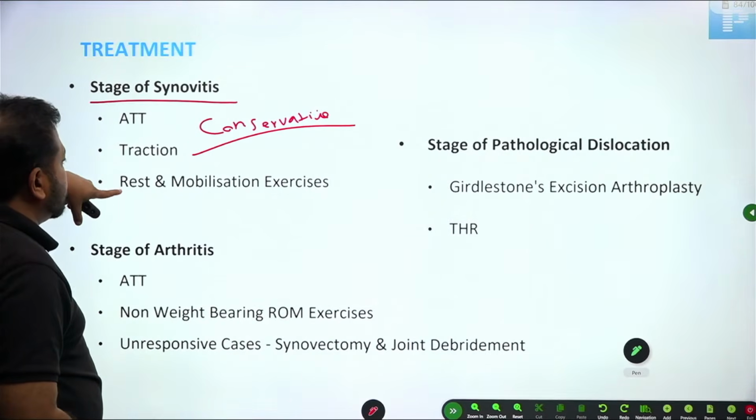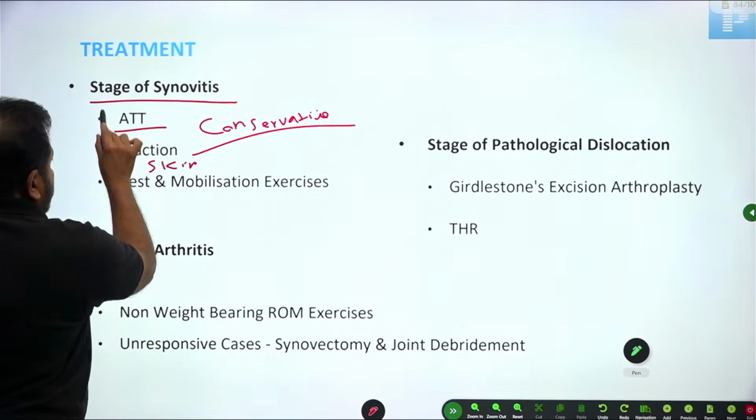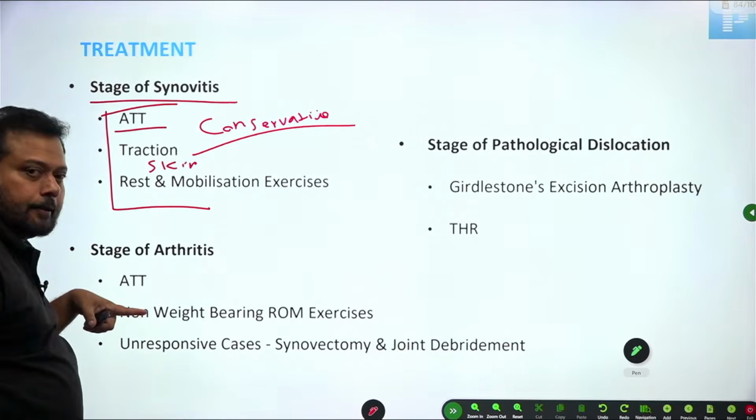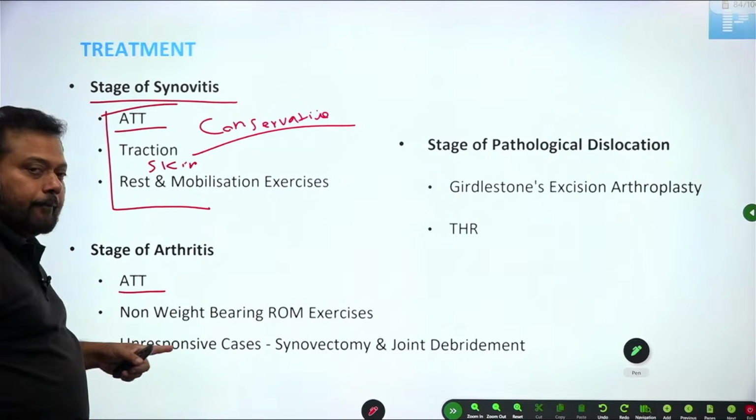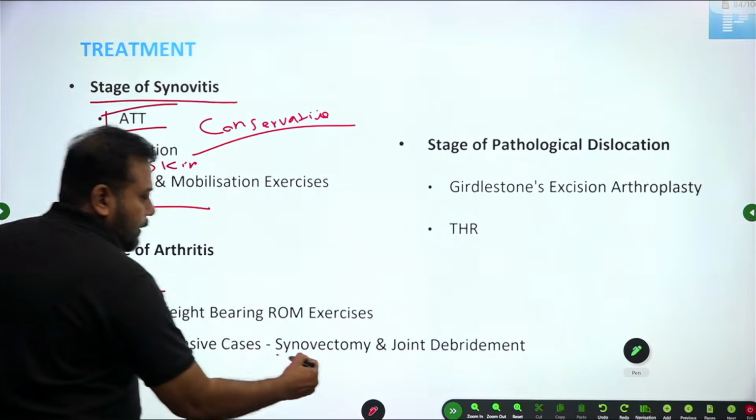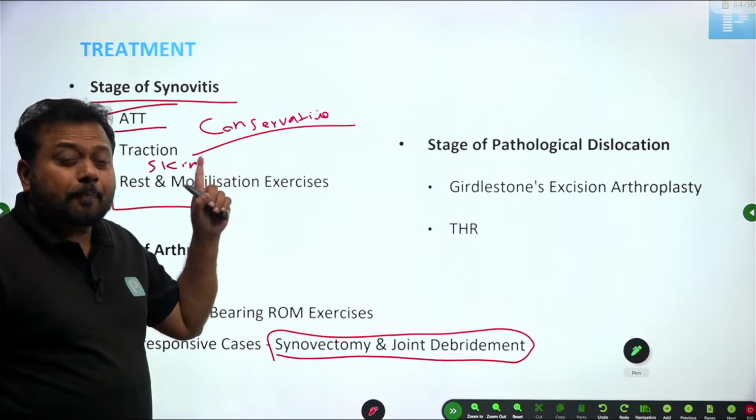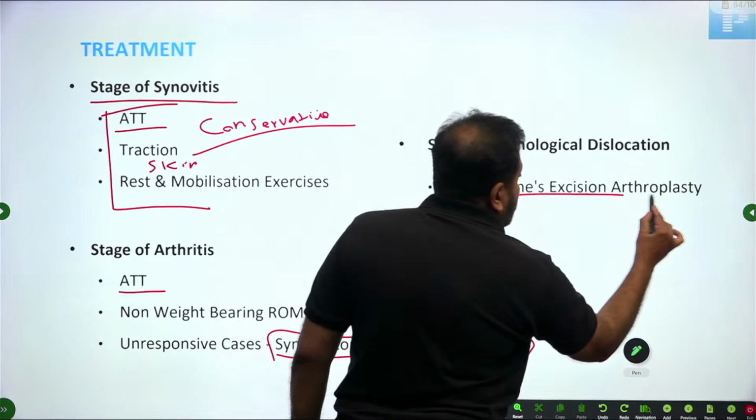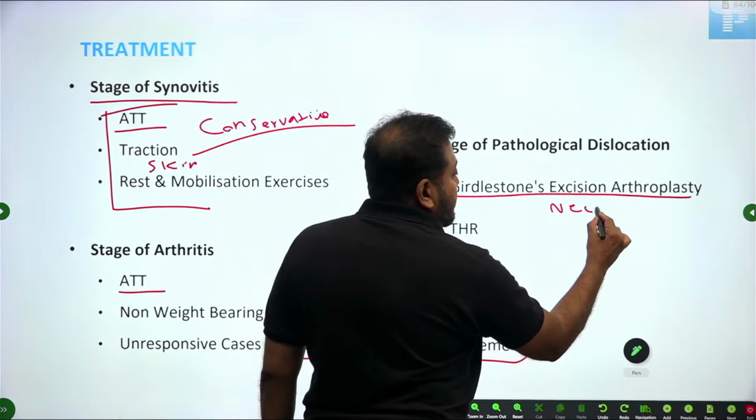Give rest, give skin traction, ATT category 1. That is stage 1. Stage of arthritis: you should start the patient on ATT, non-weight bearing. In an unresponsive case, you have to open the joint, do a synovectomy and joint cleaning, that is joint debridement. Stage of pathological dislocation: you can't do anything, you have to go for Girdlestone's excision arthroplasty, which means excising the neck and the head.